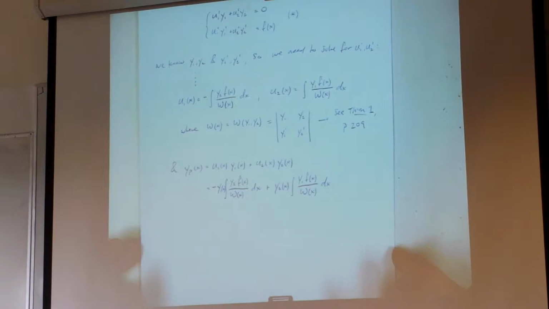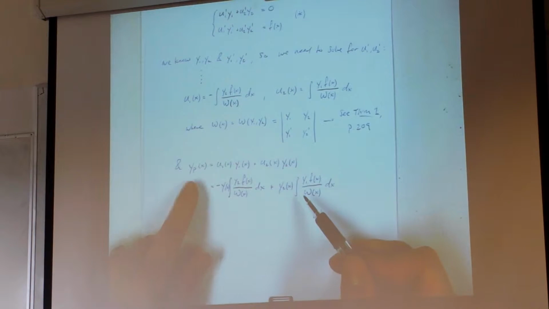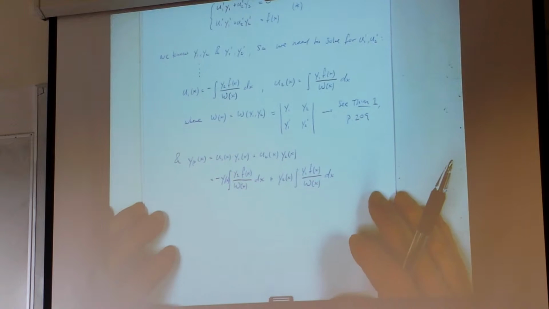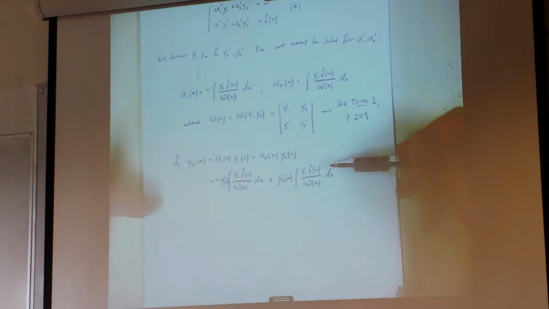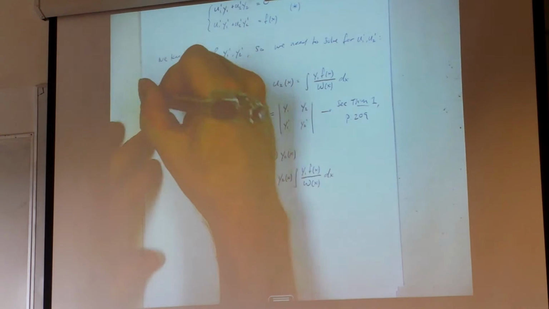Okay, so basically we could stop right here, find u1 of x, u2 of x, and then we build our particular function by multiplying u1 times y1, u2 times y2. So let's do an example where we actually just use this. Okay, so this is the result.